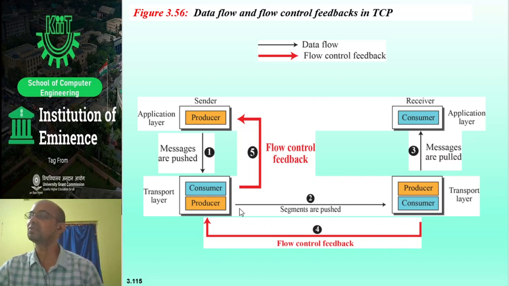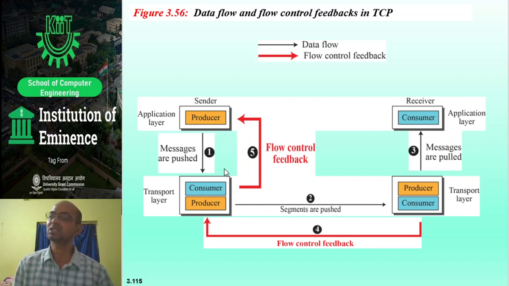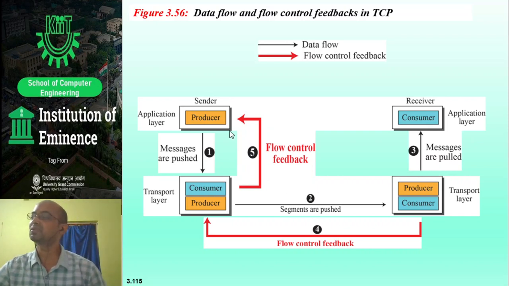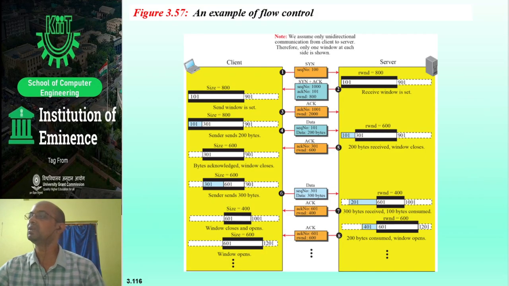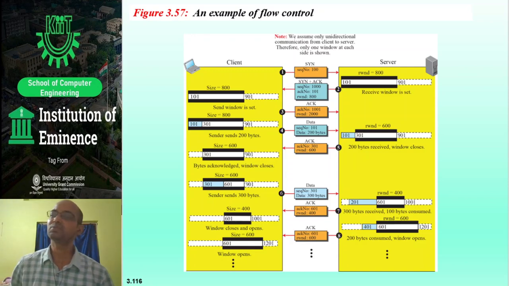Already we have discussed these things during the flow control mechanism. There is flow control between the sender's application layer process and the transport layer process, another between the sender's transport layer and the receiver's transport layer, and another between the receiver's transport layer and the receiver's application layer. So there is also a flow control feedback mechanism, based upon which the window is adjusted.